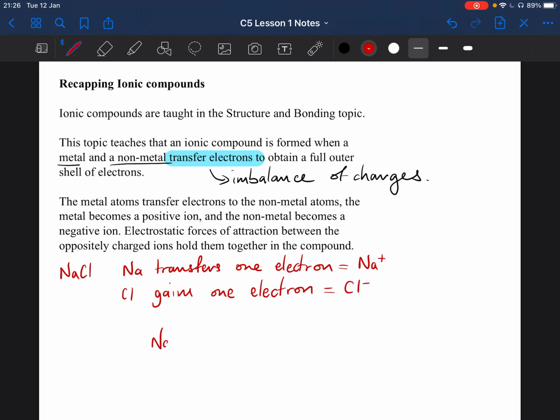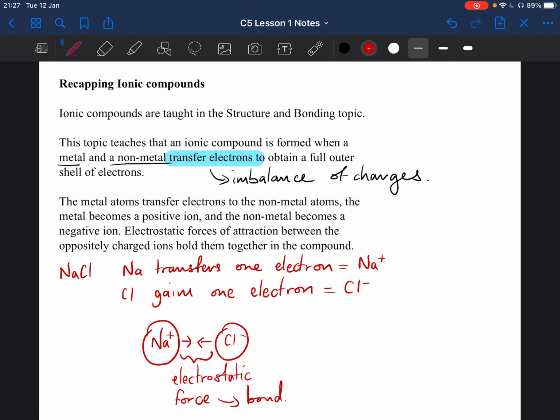And what actually happens then is if this is our Na and this is our Cl, they attract together. And this attraction is our electrostatic force. And that's what actually creates the bond. So that's a typical question that comes up in an exam.